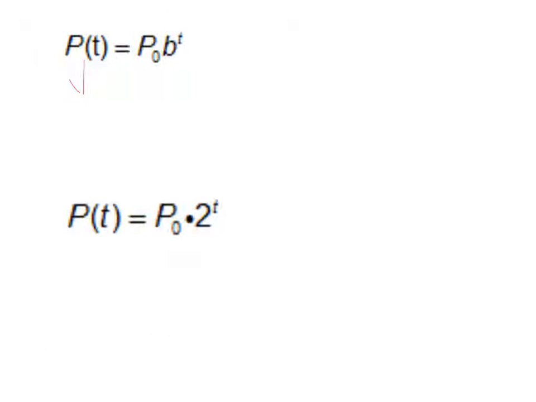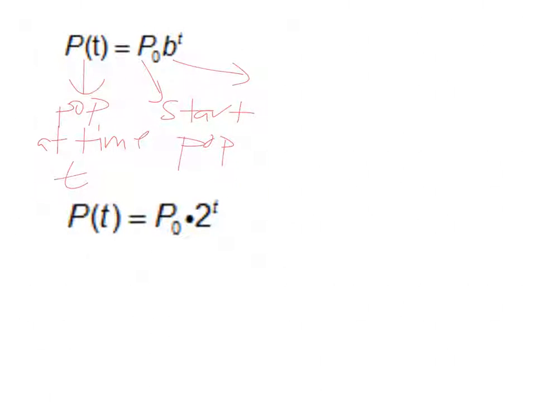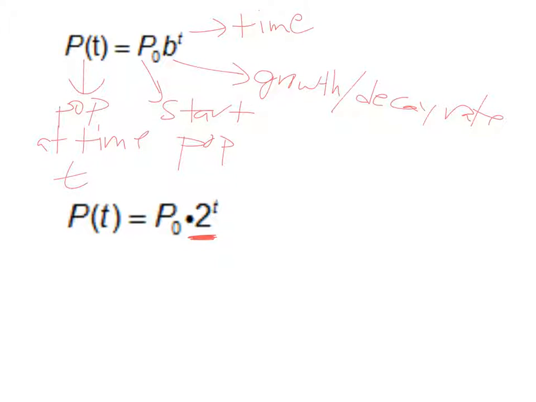So P of t is the population at time t. P naught is the starting population. b stands for the growth or decay rate. And then t is time. If the population is doubling during a specific time, then the formula becomes P of t equals P naught times 2 to the t, because the growth rate is doubling.